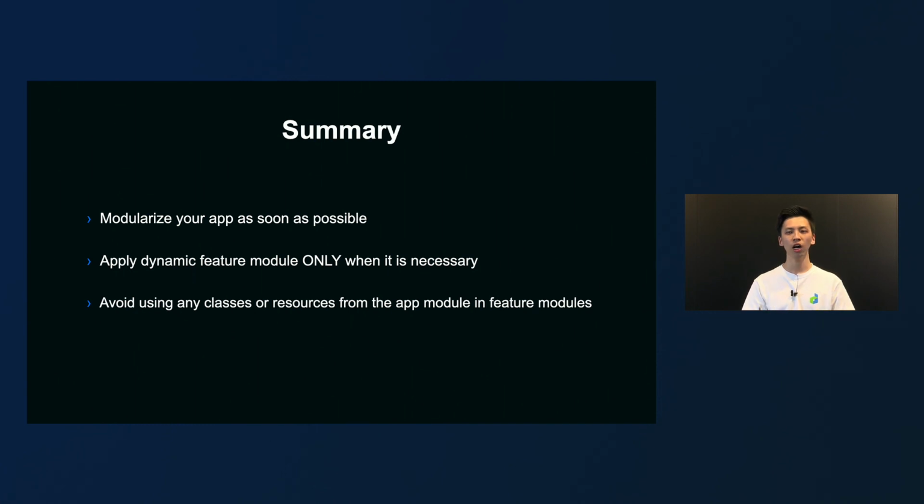To summarize today's topic, we should modularize our apps as soon as possible, because the later we modularize, the more complex the dependency graph will be. Second, we should only apply dynamic feature modules when it's necessary. The last point is to avoid using any classes or resources from the app module in your feature module. The reason is that if we have extra dependency, it's easy for developers to make mistakes and create high coupling and low cohesion code. It's hard to maintain the code afterwards.